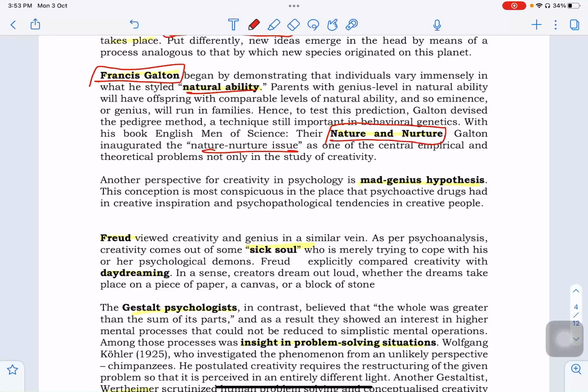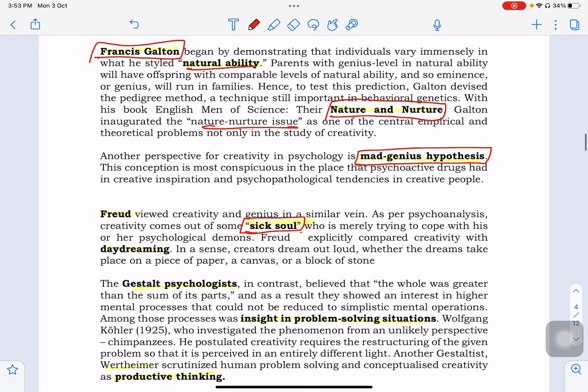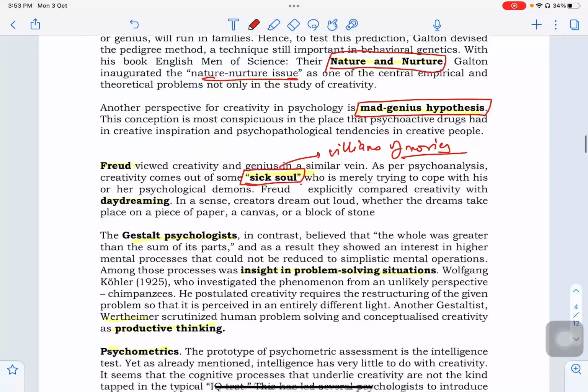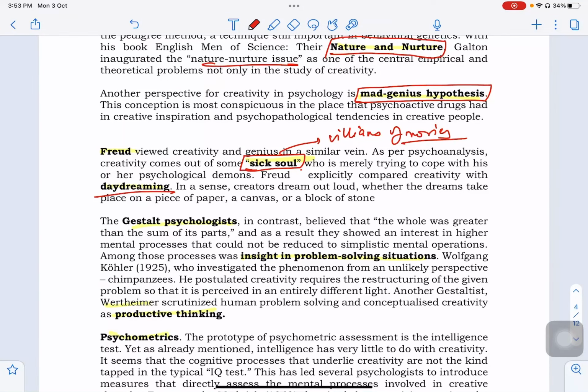creativity paradigm. And there is another aspect which is quite famous और ये movies में बहुत famous होता है, the mad genius hypothesis. जो creative लोग हैं वो पागल से होते हैं, मतलब they are also anti-social elements. Freud called them sick souls. And these are, you can say, the villains of movies, brilliant but antisocial, even psychopaths. फ्रॉइड ने क्रिएटिविटी को डे ड्रीमिंग से भी बहुत रिलेट किया है. So these two aspects he discussed.